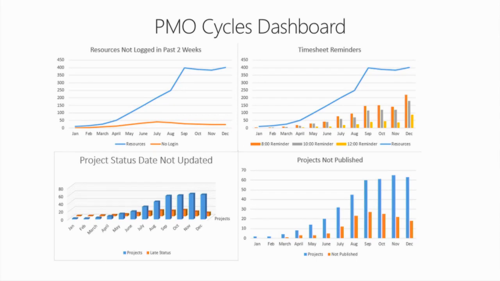Never mind. Okay. This timesheet reminder, again, this shows resources, and then I put a little bar to show how many people had to be reminded the first time at maybe 8 o'clock in the morning or 9 o'clock, and then at 10 o'clock. And you can see it's dropping as the day goes on. Status updates, the same kind of things. It just gives you some feedback on how the wheels are turning within the PMO.